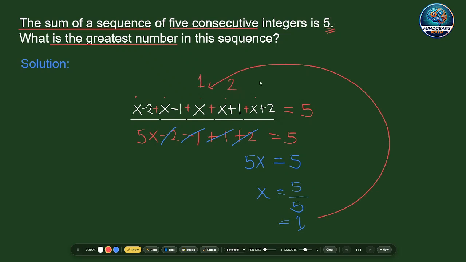Let's list the full sequence of 5 consecutive integers: -1, 0, 1, 2, and 3. Therefore, the greatest number in this sequence is 3.